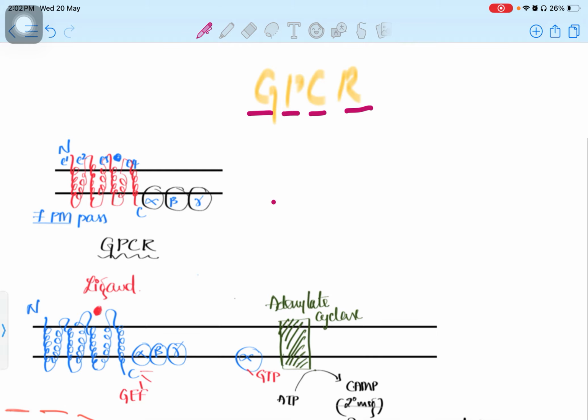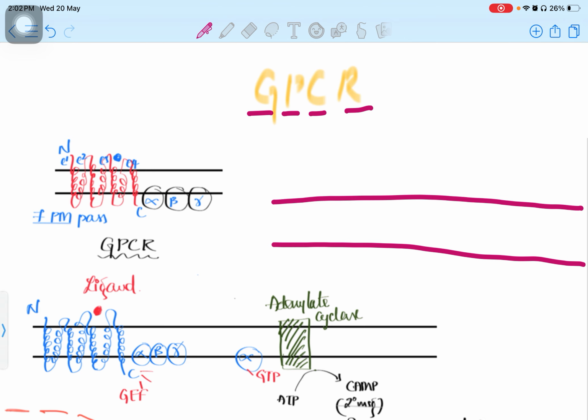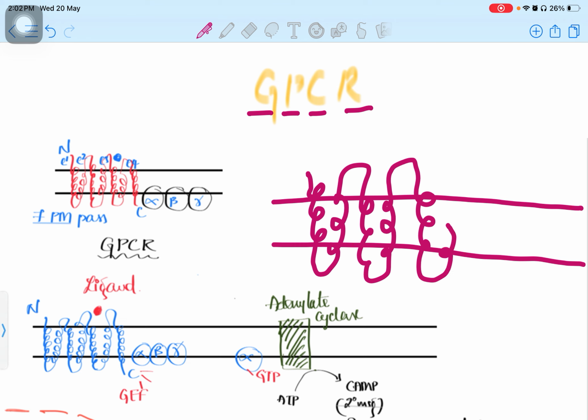When we try to understand GPCR signaling, we know very well the plasma membrane is present. On this plasma membrane, one protein is making a snake-like structure. You can see here, this is completely folded and looks like this. It is completely inserted in a manner where the whole loop-like structure is formed.